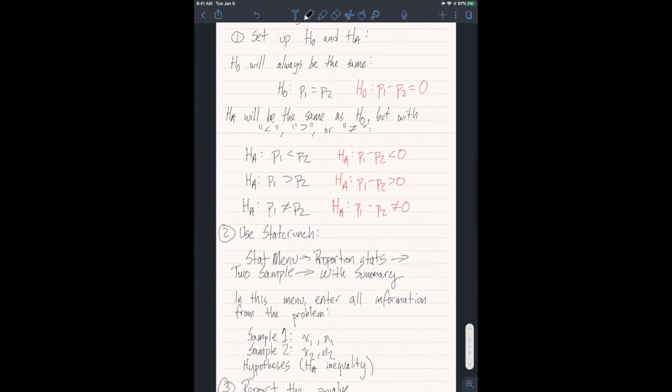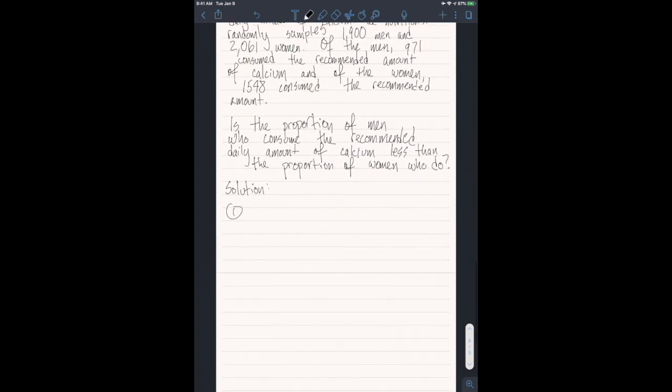Going back to the instructions, set up H0 and HA. And like I said, H0 is going to be the same no matter what. It's that the two proportions are equal. What is this saying? That the proportion of men who get their daily recommended amount of calcium is equal to the same proportion of women who get their daily recommended intake of calcium. That's a mouthful. But the proportion of men who get the amount of calcium they're supposed to have is equal to the proportion of women that do. That there's no gender difference. It's a human thing. We all get about the same amount of calcium percentage-wise.